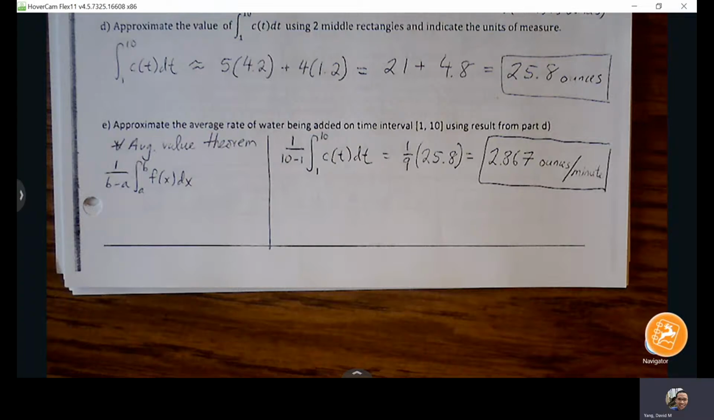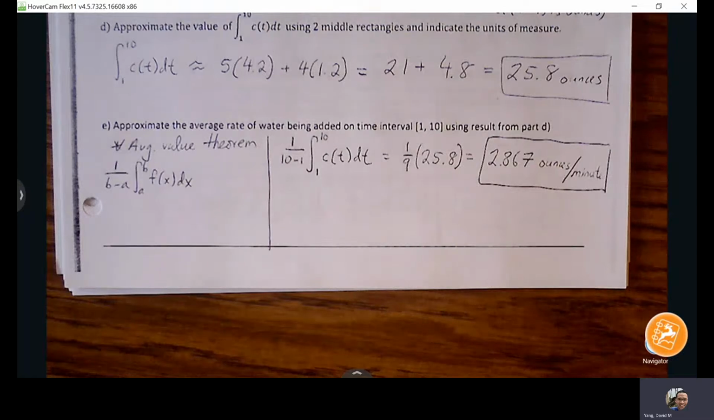Okay, any questions? Does it matter if you round it to like 2.867 or if you do a little repeating sign? Does that matter at all? I would say just in general, round to 3 decimal places. Yeah, that's the College Board rule of thumb as well.